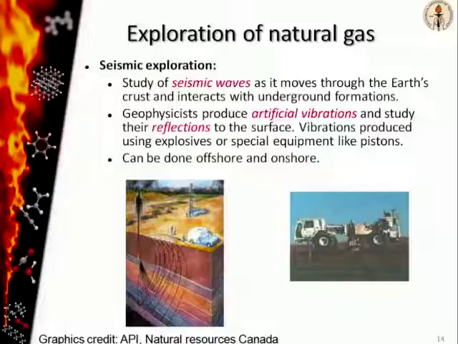The information that is coming back and reflected from the Earth's crust is collected and processed by an instrument like a seismograph, which is essentially the same instrument that you use to track earthquakes. And then the results can show or reveal the presence or absence of natural gas and the quantity of natural gas.